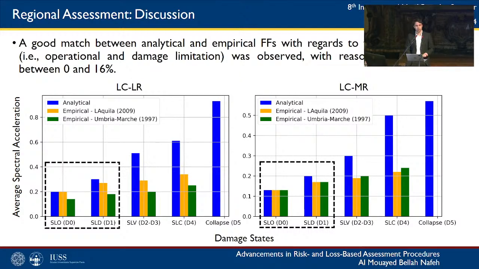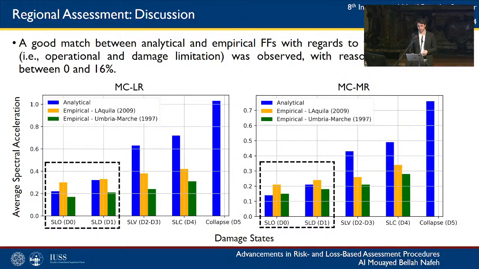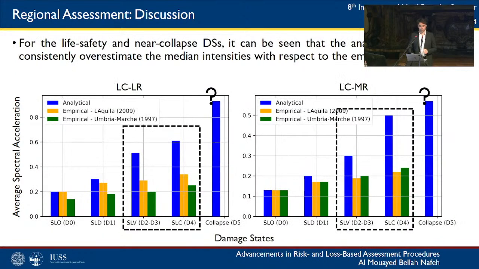More so, a good match between analytical and empirical fragility functions was observed, considering the median intensities associated with the serviceability damage states, that is operational and damage limitations, with reasonable errors varying between 0 and 16% across all building classes for these initial damage states.